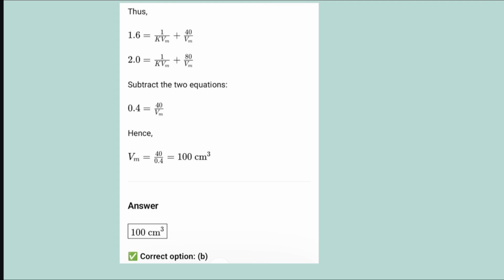2 is equal to 1 divided by Km plus 80 divided by Vm. Now subtract the two equations. So you will get 0.4 is equal to 40 divided by Vm. Hence Vm is equal to 40 divided by 0.4, that is equal to 100 cm cube. So the correct answer is option B, 100 cm cube.